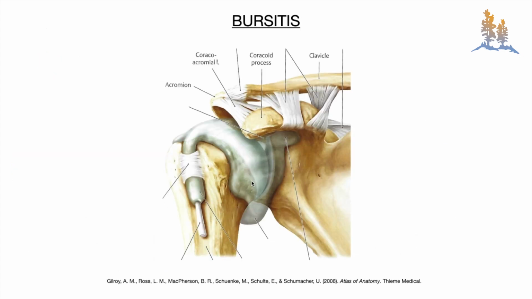Bursitis is inflammation of the bursa, which is a lubricating sac that sits between the muscles and a bone on top of your shoulder, as shown here. The bursa allows the tendons of the rotator cuff to glide freely when you move your arm.